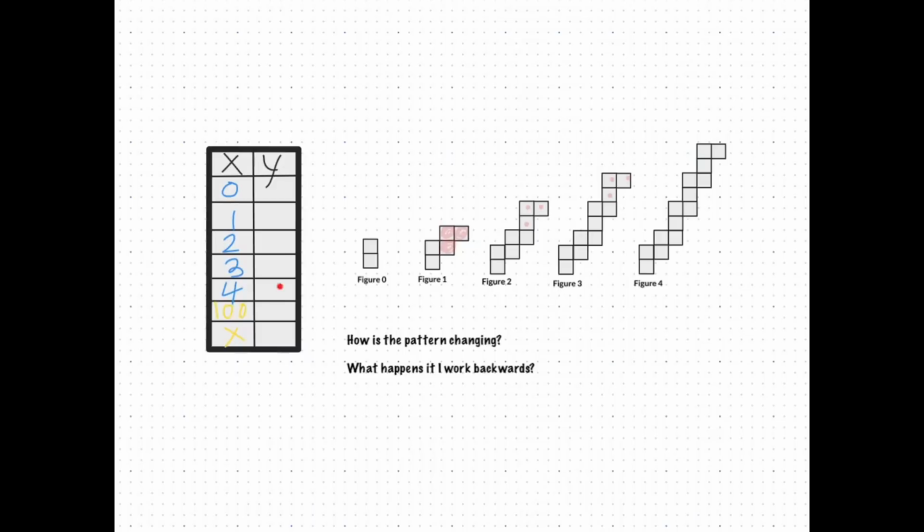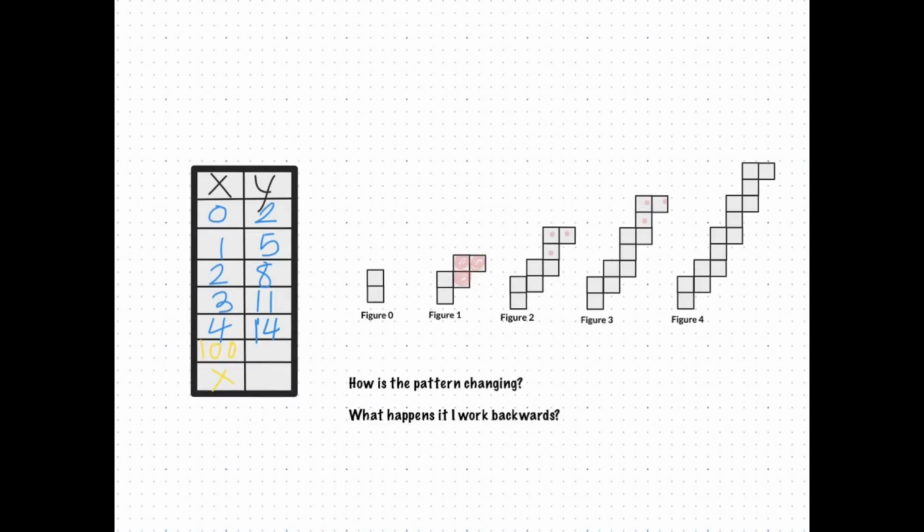So now it's time for me to fill in my table with the number of tiles that I have. If we look here, X is my figure number, where Y is the number of tiles I have in each figure. So we're going to count these. Figure 0 is 2. Figure 1 is going to be 5, and we're just going to fill them in our table. All right, so now our table is all filled in: 2, 5, 8, 11, and 14.